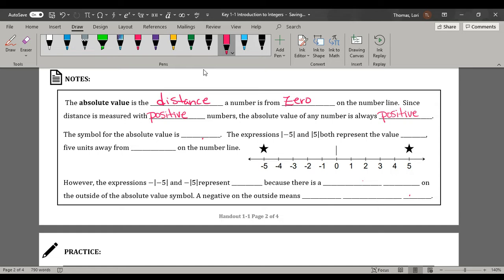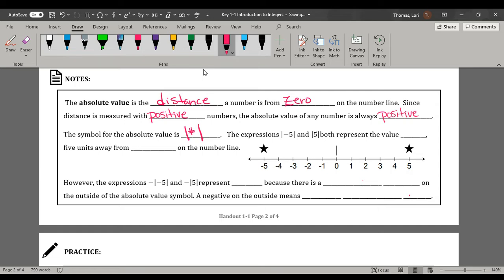Now the symbol for absolute value is the two vertical lines, and then you have the numbers sandwiched in between the two vertical lines. Here are examples. So we have the absolute value of -5 and the absolute value of +5. They both have the same value.